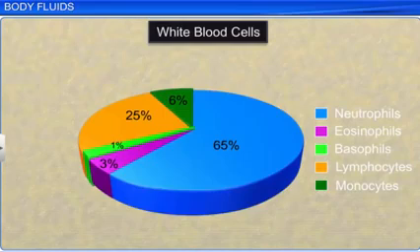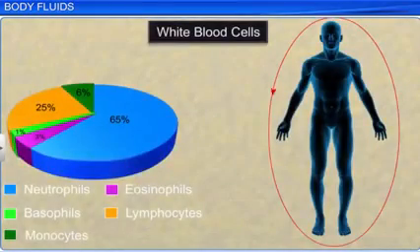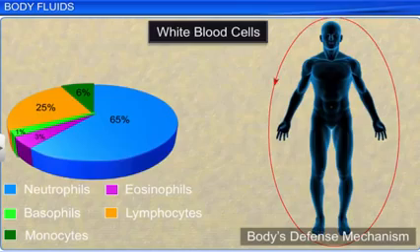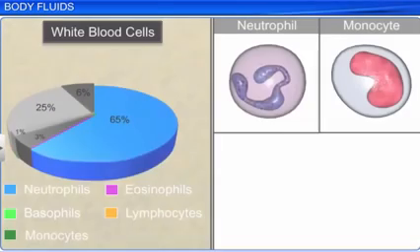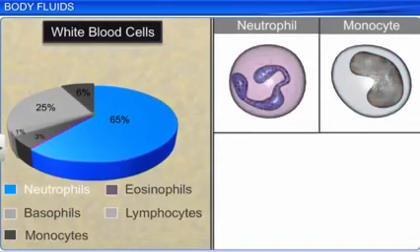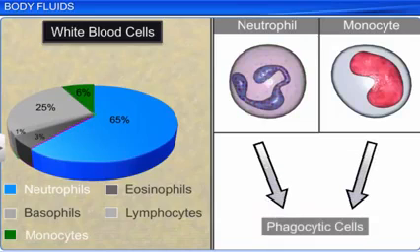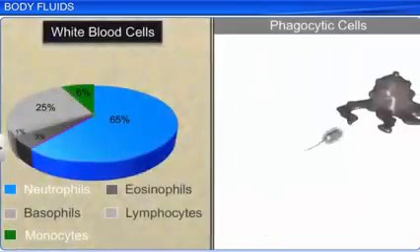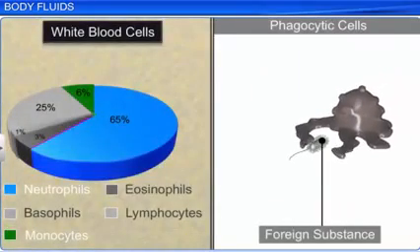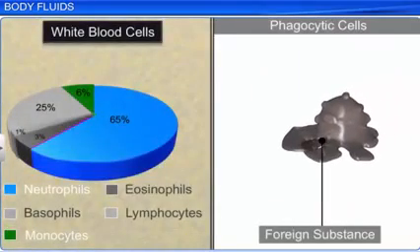The chart displays the composition of different types of WBCs in blood. Each of these cells has a specific function in the defense mechanism of the human body. For example, neutrophils and monocytes act as phagocytic cells, and destroy foreign substances by engulfing them.